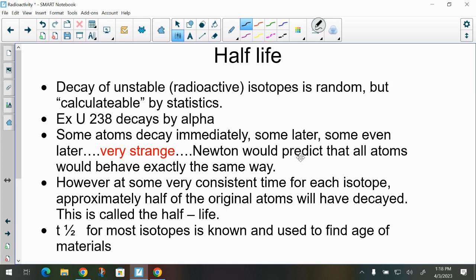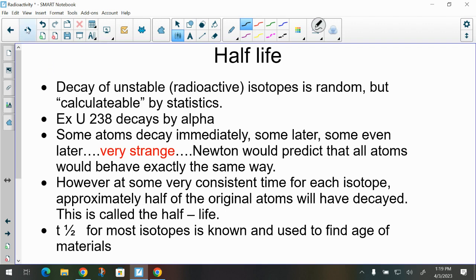Newton hated that. But what happens is over time, there's a very consistent time for each isotope to decay down to half its atoms. So if I take some uranium-238 and put it on a table and just wait, after a certain number of years or days or weeks or hours, half of it will have decayed and half will still be there.